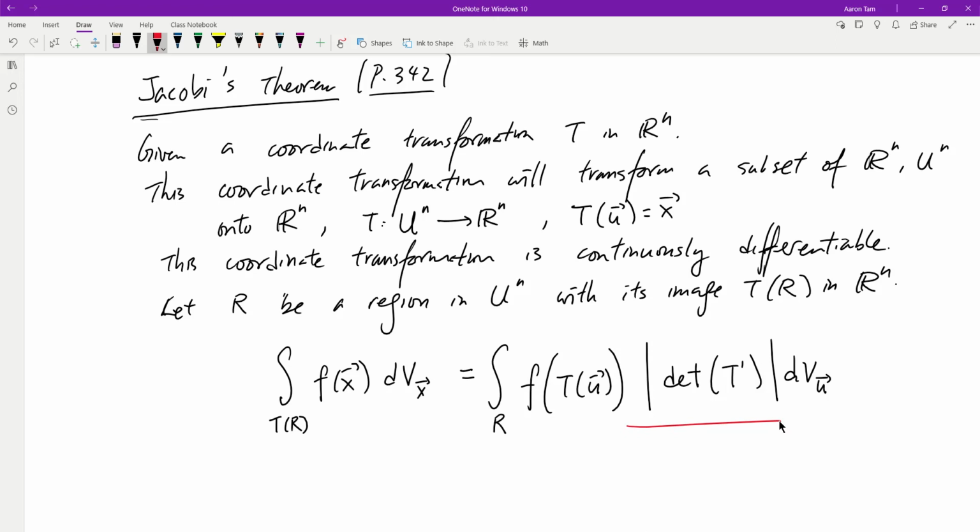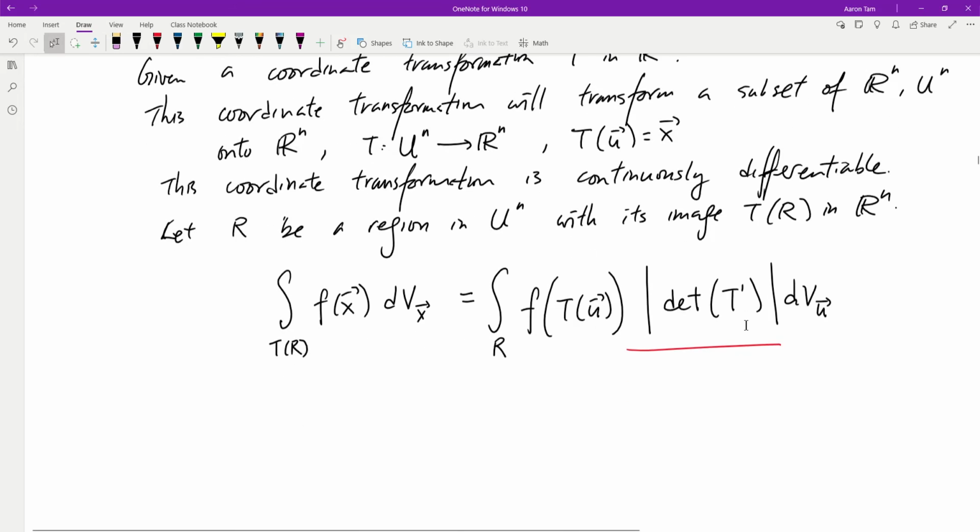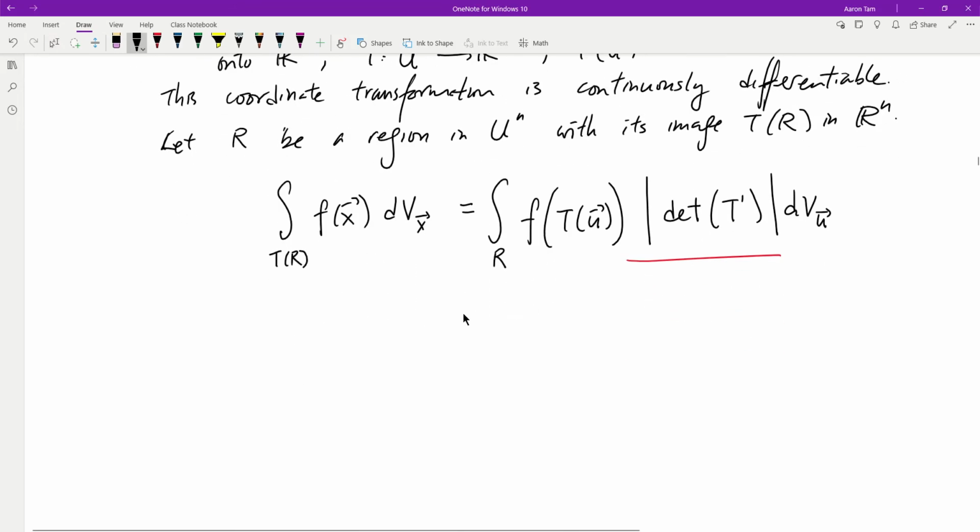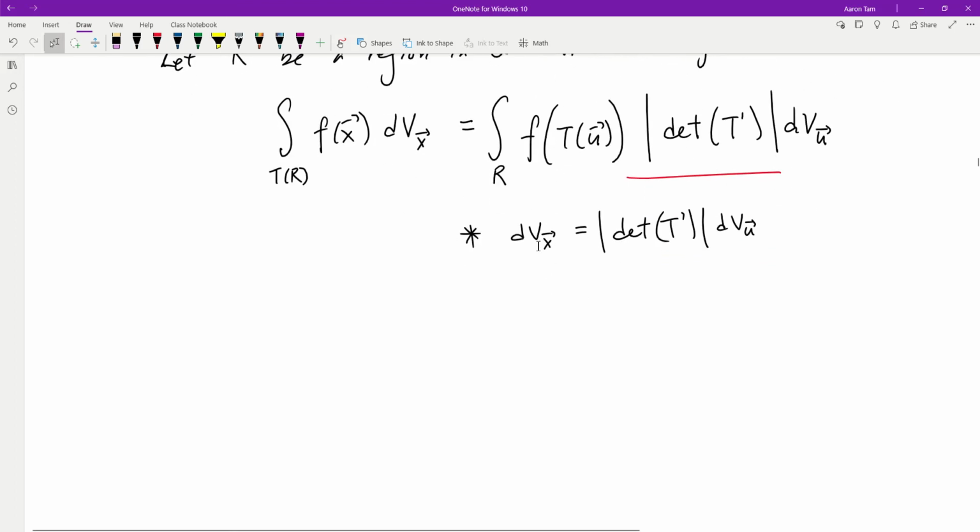That is actually where the r comes from in polar, or the r squared sine phi came from. So in this formula right here, the important part is dV in the xyz coordinates is actually equal to the absolute value of the determinant of T prime times dV vector u. So this basically formed the scaling factor that we've been looking for. And because of that, this thing right here has a special name, so let's talk about it.